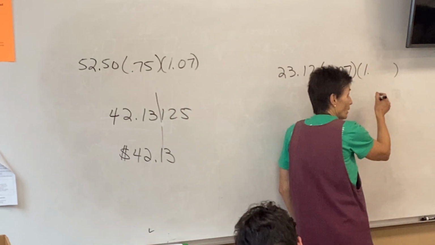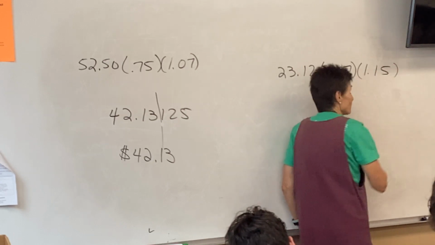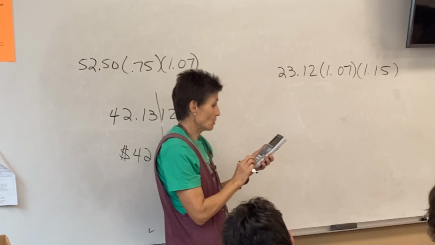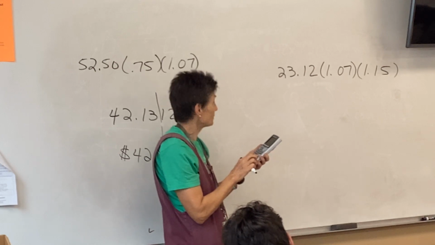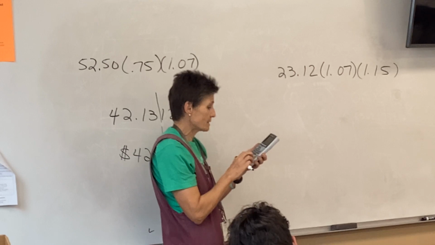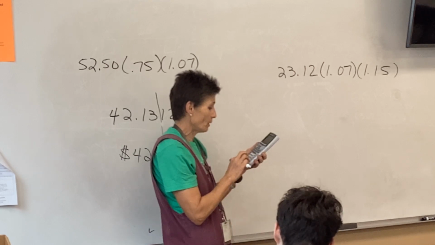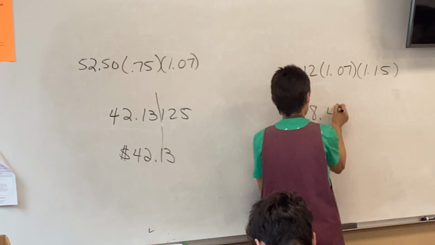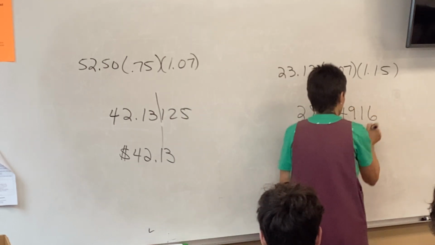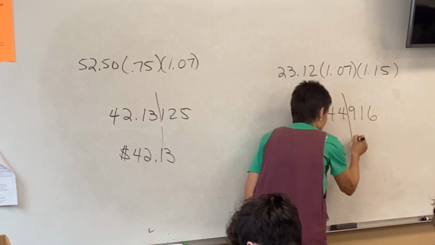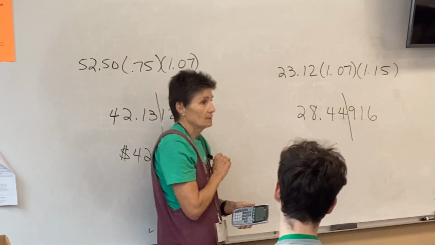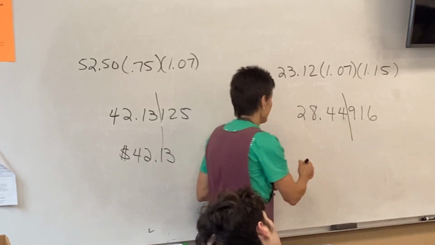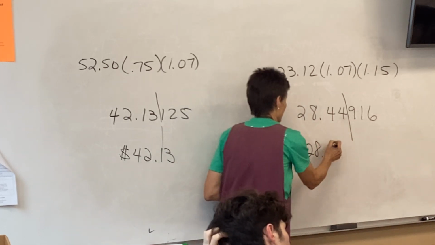1.07 and 1.15. Is it okay if those two are flipped? Yep, doesn't make any difference. So 23.12 times 1.07 times 1.15. Now I get 28.44916. There's where I'm rounding off. That is a 9, which means this is gonna become 28.45.